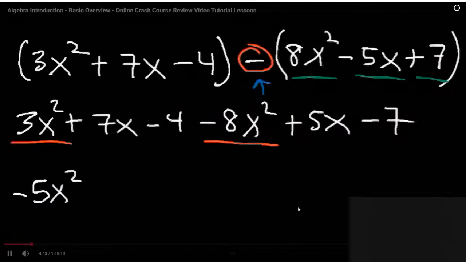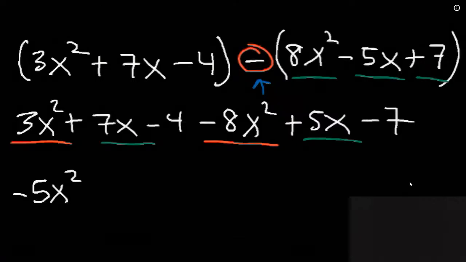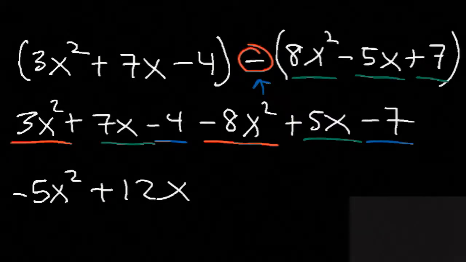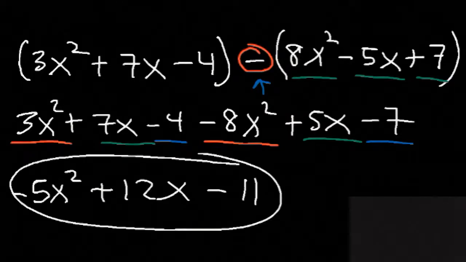5x squared. 7x plus 5x. 7 plus 5 is 12, so it's 12x. Negative 4 plus negative 7 is the same as negative 4 minus 7, which is negative 11. And so that's how you can add or subtract polynomials.